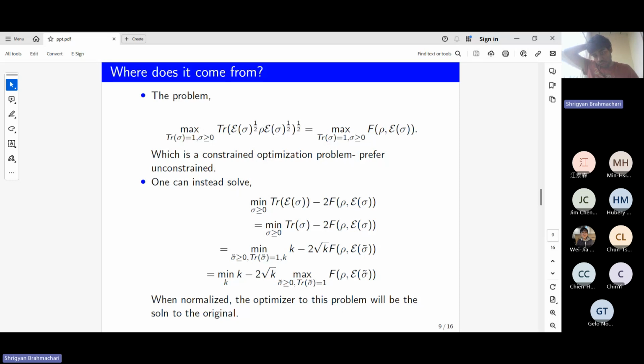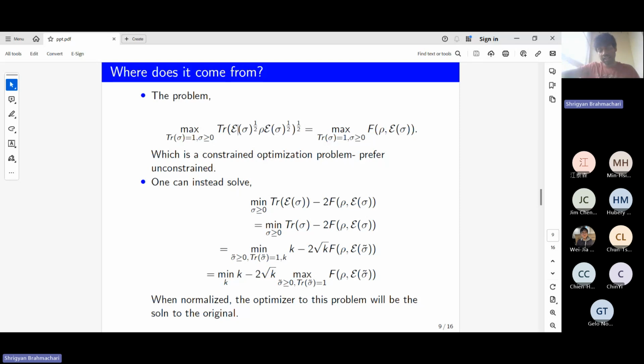I think this was also a little quick, so if anyone has questions, I'll clarify right now. What I'm basically claiming is that if one is interested in solving this problem and they find some sigma which is the minimum for this, it will not be normalized. But if you were to normalize it, it will be the solution to our original problem. The only reason we care about this is because it's unconstrained, and I'm going to take a derivative next.